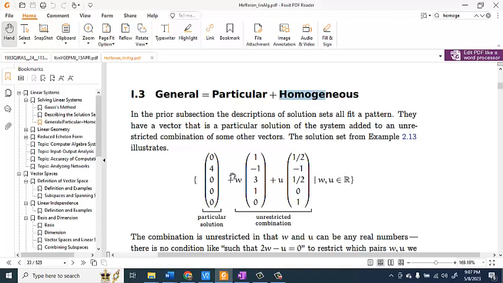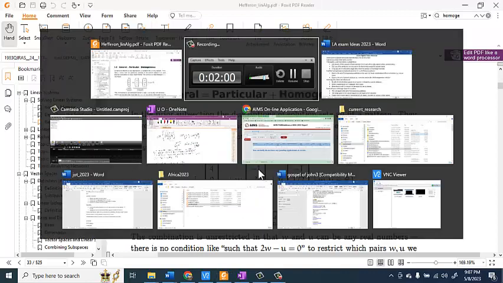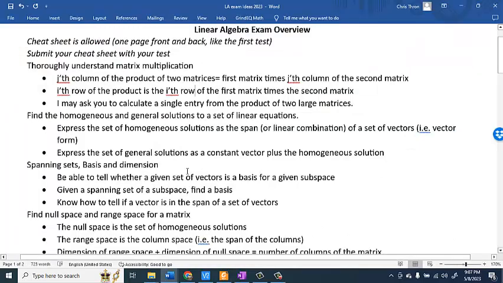Right? So you should know how to express solutions this way, and you could write this homogeneous part simply as the span of these two vectors. Span is denoted by square brackets. So square brackets, this vector, comma, this vector, is equivalent to this homogeneous solution. Okay. Where are we? Express this. All right, so we did that.